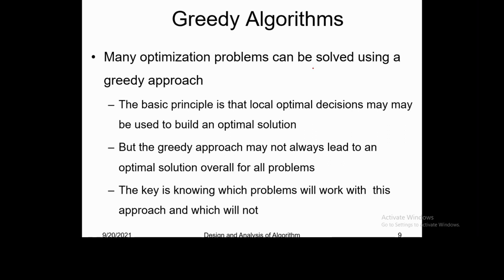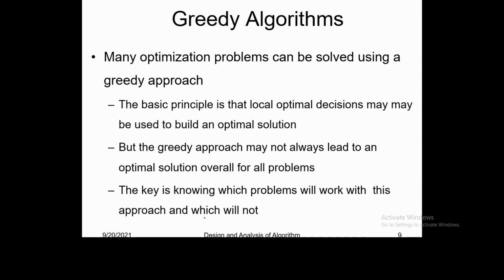And so on. So we'll continue till the global optimum. But there are some drawbacks of the greedy approach, like after selecting a particular option, we cannot undo that. We cannot go back to the previous stage. And so that's why we cannot get the optimal solution for all the problems using the greedy algorithm. So the greedy approach may not always lead to an optimal solution overall for all problems.